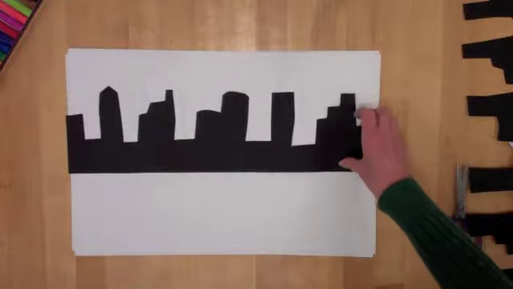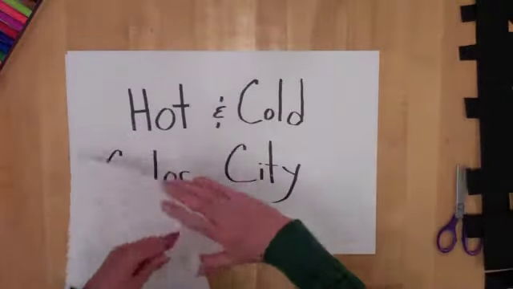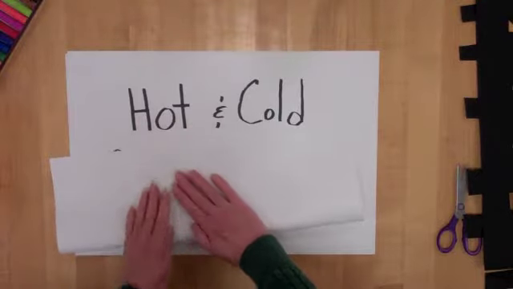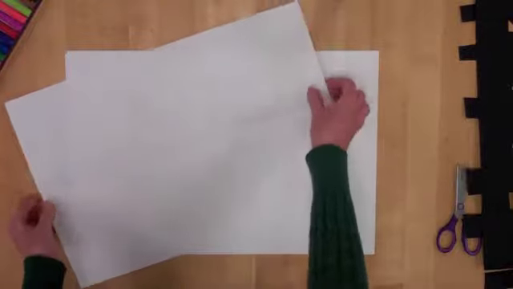The next part, once they have the city part cut out, they will do the background. They will fold the large piece of paper hot dog style. This would be hamburger style. Long and skinny is hot dog style. Match the edges and push down. And then when you open that up, that will give you the center.